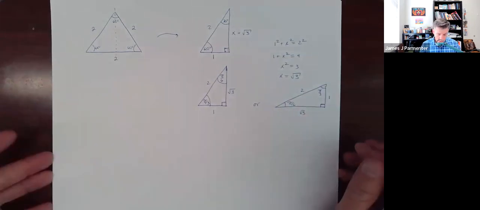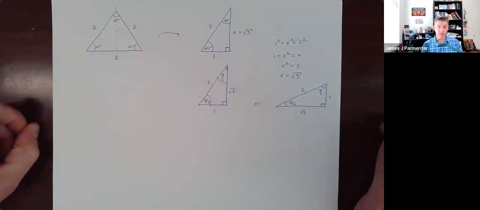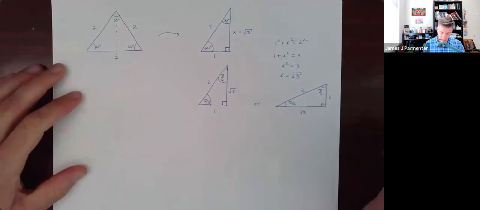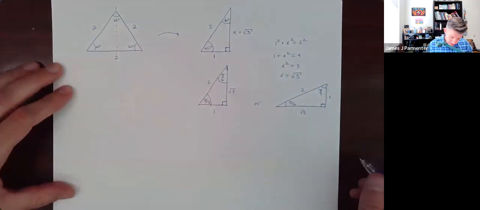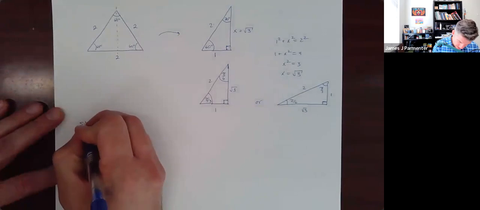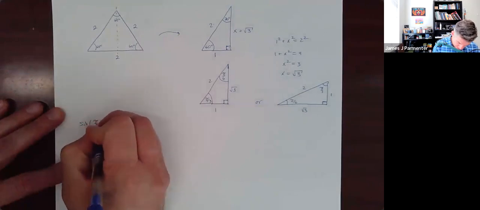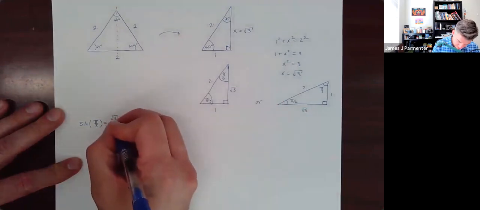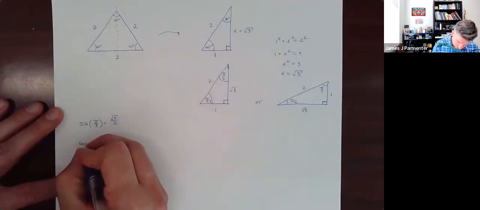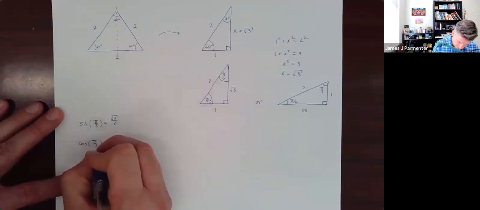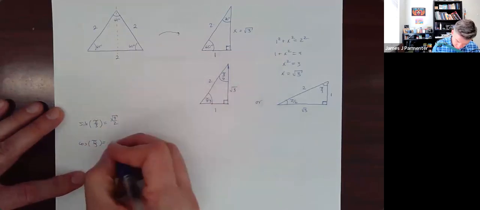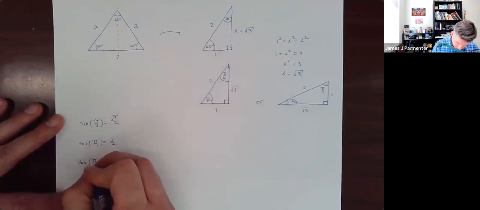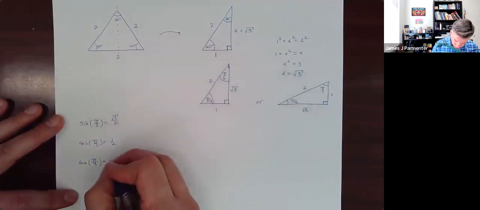Cool. So let's go ahead and find all 6 trigonometric functions of, let's do it in radians just for fun, of the angle 60 degrees or pi over 3 radians. So sine of pi over 3 radians, it's going to be opposite over hypotenuse, which is root 3 divided by 2. Cosine of pi over 3 radians is going to be adjacent over hypotenuse, which is 1 over 2. And tangent of pi over 3 radians is going to be opposite over adjacent, which is root 3 over 1.